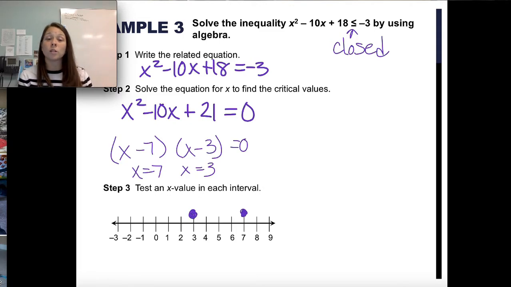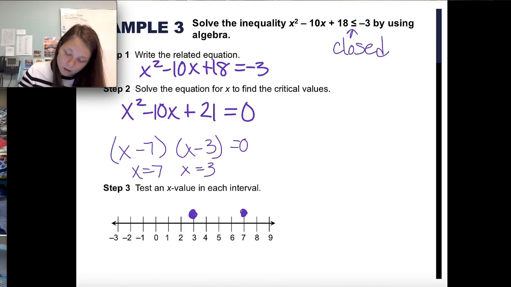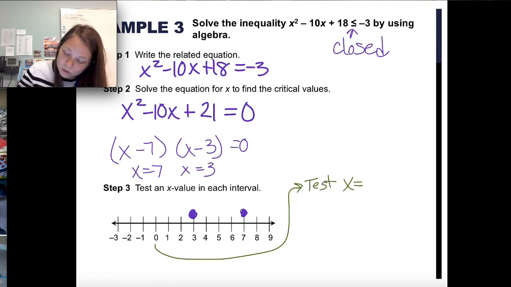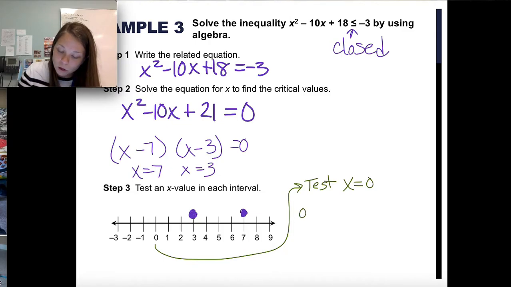So now we've got to figure out, do our solutions lie inside of these 2 points or outside? And you just have to test at least one number because there's only one option. Either the solutions are in between the 3 and the 7 or outside of the 3 and the 7. So when I pick a number, I like to pick a number that's really easy to deal with. And the easiest number to deal with on the number line, and it's not one of our critical points, is 0. So what I'm going to do is test the point x equals 0. And how I'm going to test that point is I'm going to plug it into the original inequality. So I'm going to have 0 squared minus 10 times 0 plus 18 is less than or equal to negative 3.